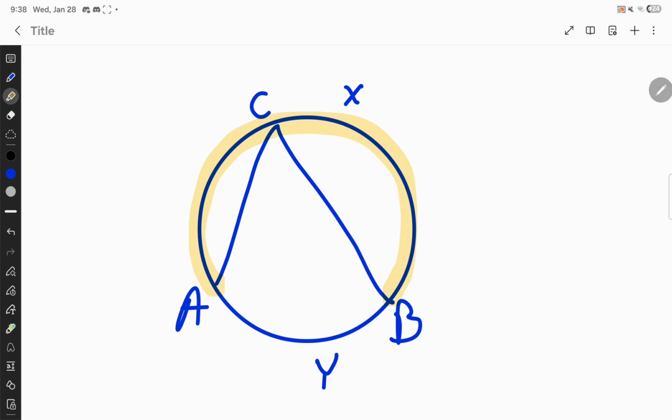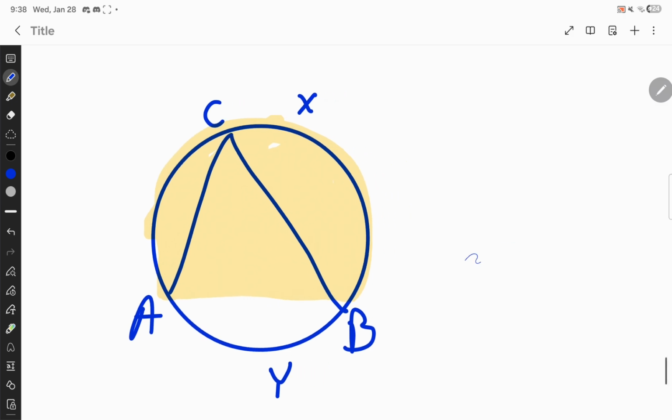Subsequently, the angles in the same segment just means this area. It's just talking about the segment AXB. So this is the rule. If you have this, this will always be true. Same segment, same angle; same arc, same angle.